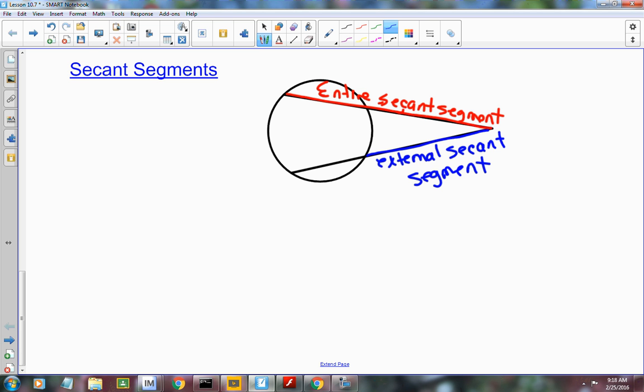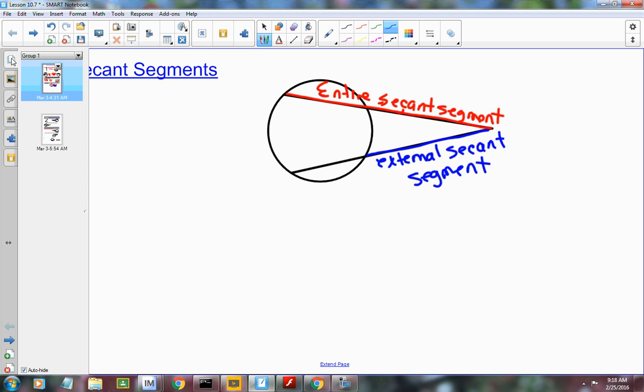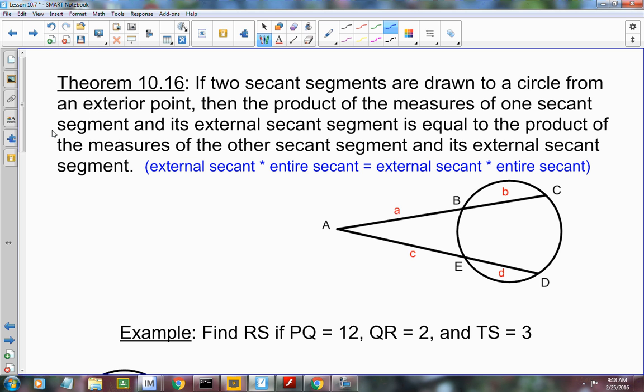And so you've got to know that for the next two theorems, okay? And I will tell you these are very wordy, but we will minimize it for you, okay? Put it into some English for you. But you do kind of need to know how to read these and apply them to the picture. If two secant segments are drawn to a circle from an exterior point, then the product of the measures of one secant segment and its external secant segment is equal to the product of the measures of the other secant segment and its external secant segment.